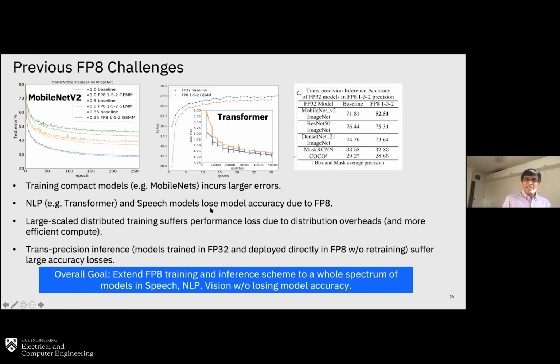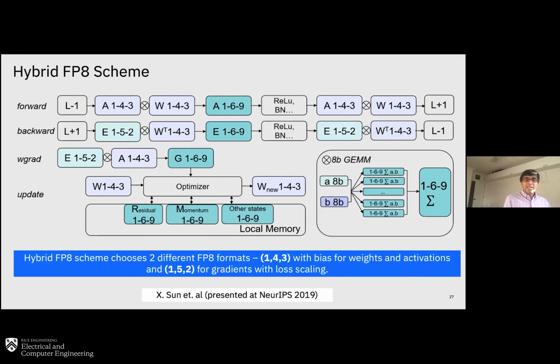So we decided that maybe instead of going lower in precision below 8-bit, let's first solve these issues. This publication, NeurIPS 2019, was focused on extending the 8-bit training work to a wide range of new networks beyond the ones we studied in the NeurIPS 2018 work. To do this, we came up with the concept of a hybrid FP8 scheme. Instead of having just one 8-bit format, which we refer to as 1-5-2 in the previous publication, we have two different 8-bit formats: one with 4 bits of exponent and 3 bits of mantissa, and one with 5 bits of exponent and 2 bits of mantissa.